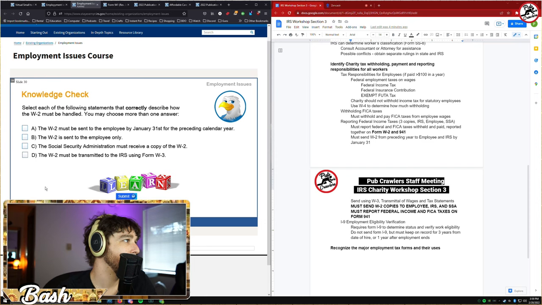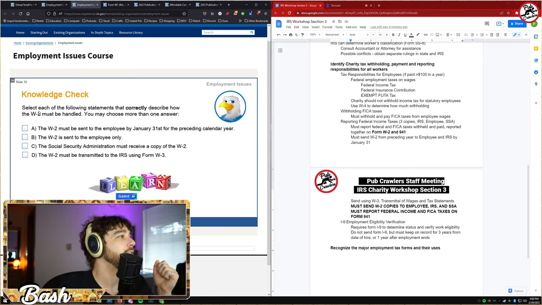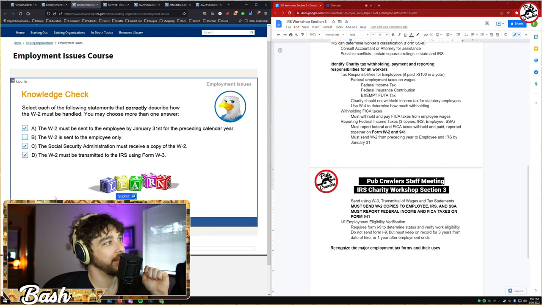Which of the following statements correctly describe how the W-2 must be handled? You may choose more than one answer. The W-2 must be sent to the employee by January 31st for the preceding calendar year. The W-2 is sent to the employee only. The Social Security Administration must receive a copy of the W-2. The W-2 must be transmitted to the IRS using Form W-3. That's my answer. What do you think? A, C, D.